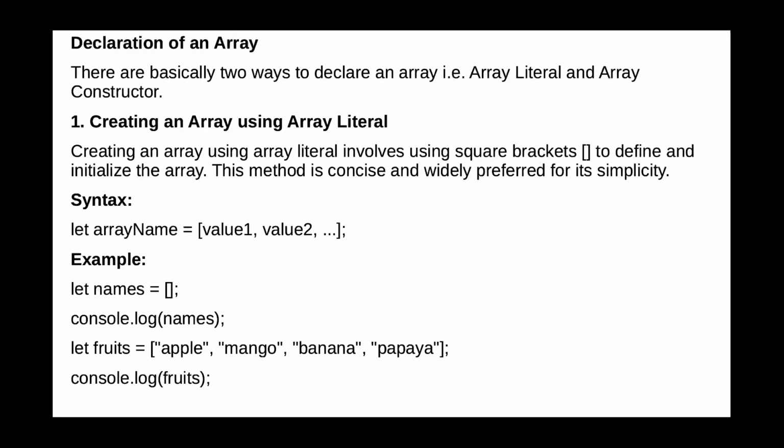Next, in the first case this is the empty array, and next let fruits, and the values are apple, mango, banana, papaya. Apple is at index 0 and mango is at index 1 and banana is at index 2 and papaya is at index 3. And you can check the value of fruits by using console.log.